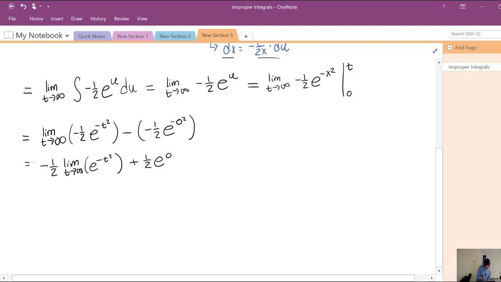Okay, and as t goes to infinity, does everyone know what e to the -t squared would head towards? 0, right? Does that make intuitive sense for you guys? So be -1/2. Like you said, that limit is 0. So this times 0 plus 1/2 times 1.